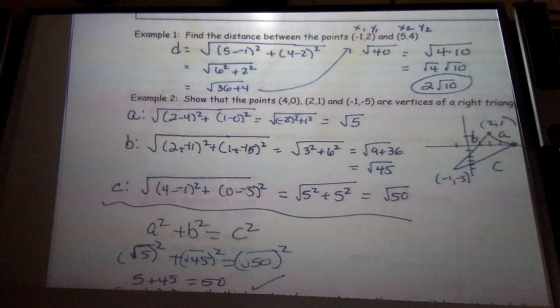Graphing it is all well, but it's not an exact science. You didn't use a straight edge. I did a quick sketch. I did that quick sketch to see which one's my hypotenuse. Questions there?